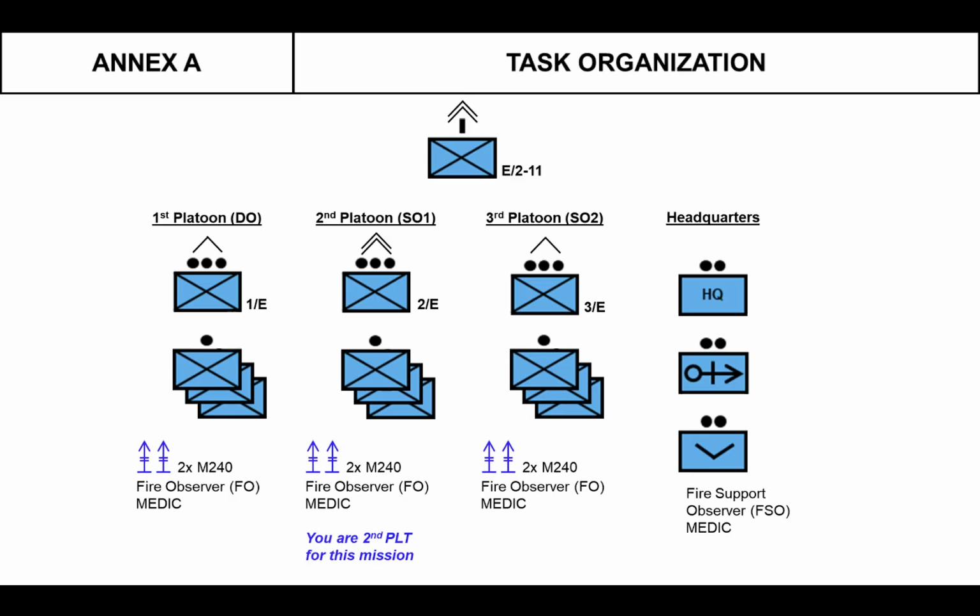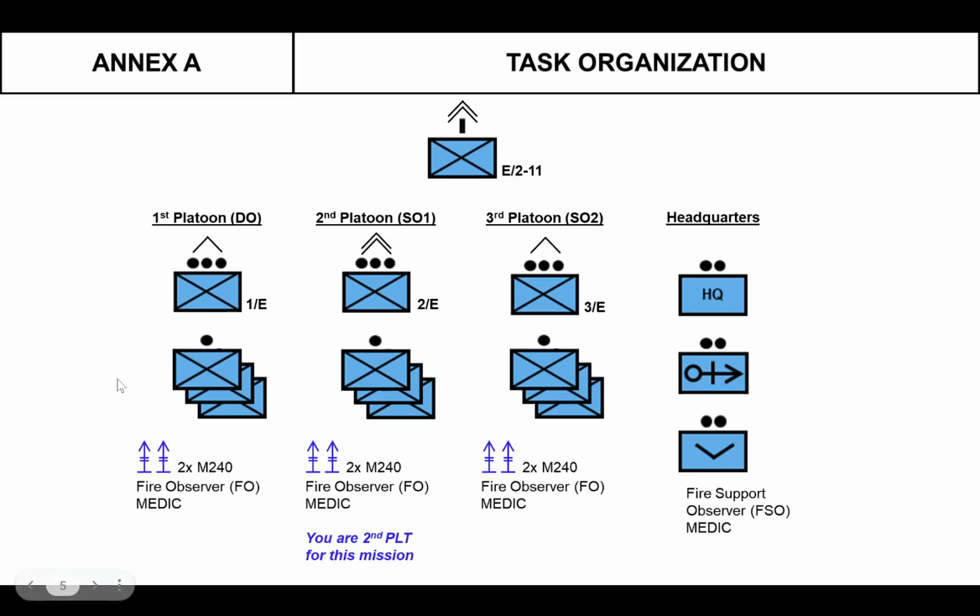So you'll see first platoon is there, second platoon. Don't worry so much about what the DO and SO1, SO2 means, as well as the chevrons. The 2 chevrons indicate that this is going to be the decisive operation, or the platoon or the squad that's going to be critical to accomplish, and everything else is supporting. So this is the supporting efforts 1 and 2.